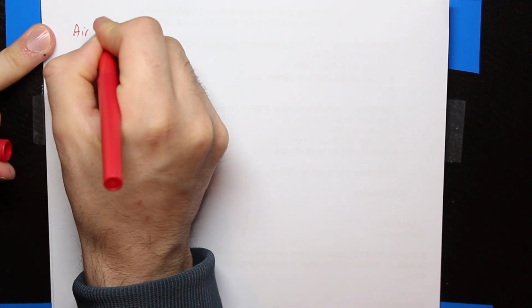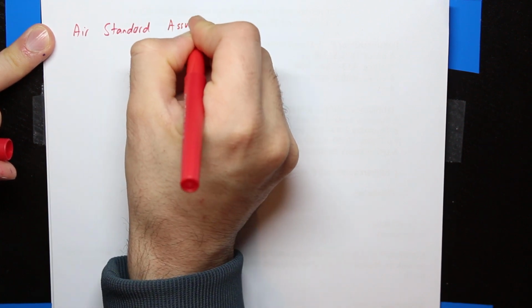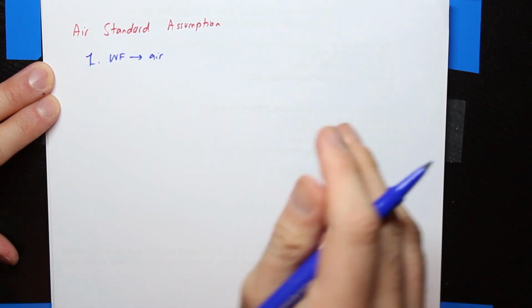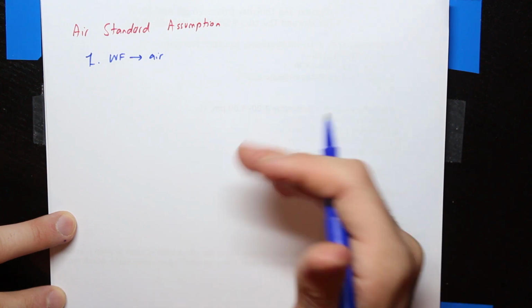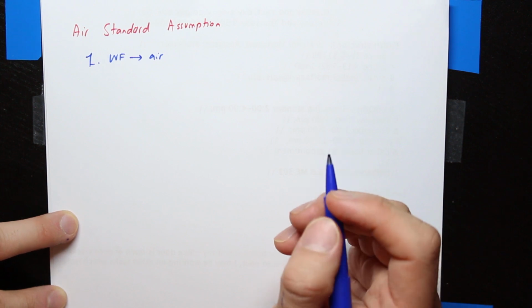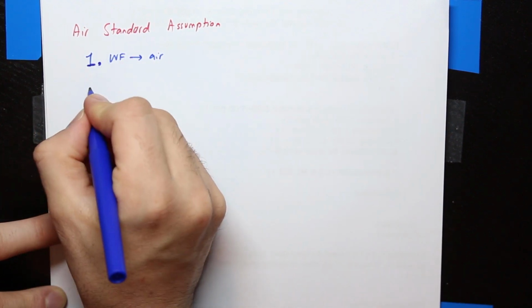The first thing we had was the air standard assumption. And there are 4 assumptions in the air standard assumption. The first assumption says that the working fluid is air, which behaves as an ideal gas. So the working fluid is continuously circulating in a closed loop, and according to the air standard assumption, is assumed to behave as an ideal gas. So this WF is working fluid.